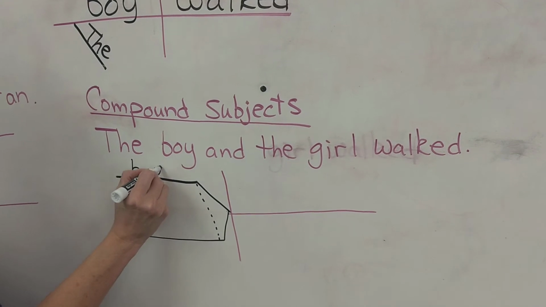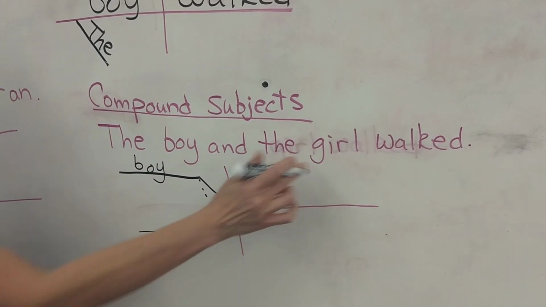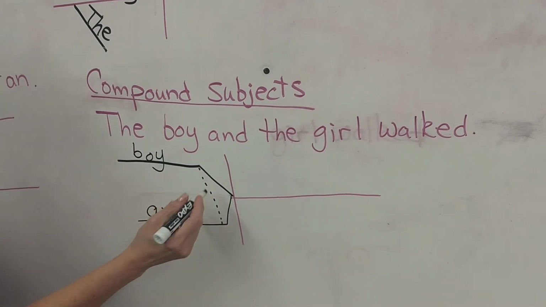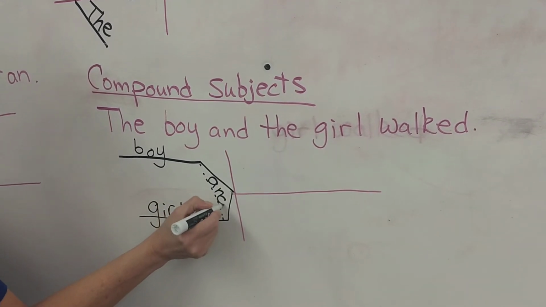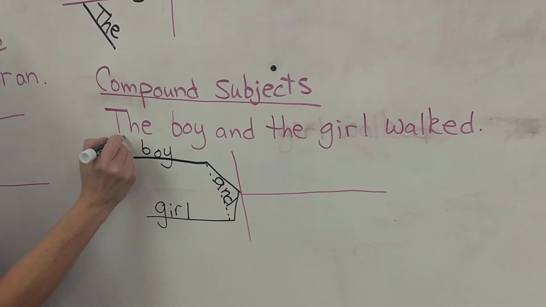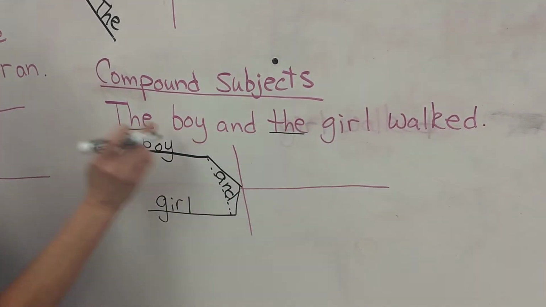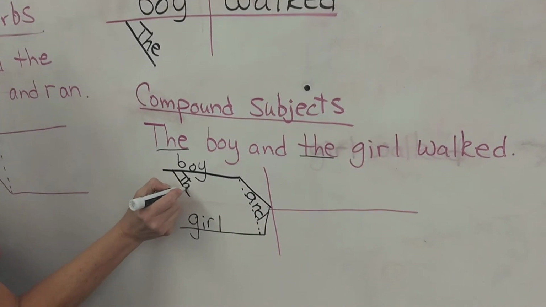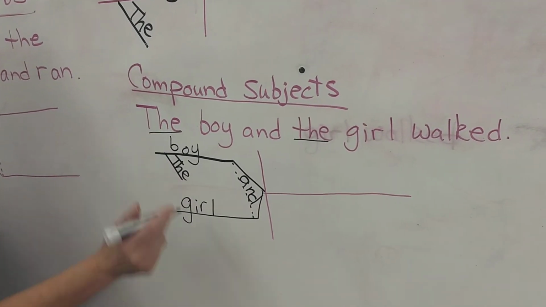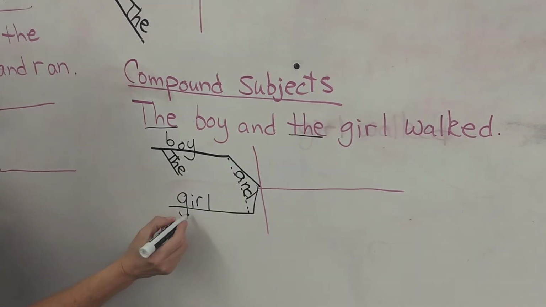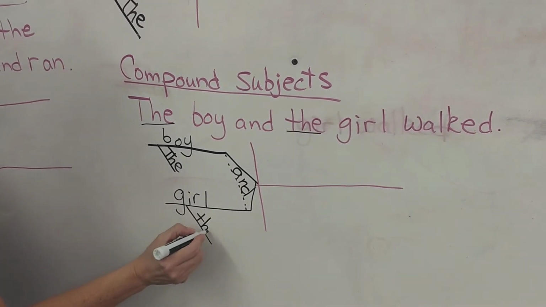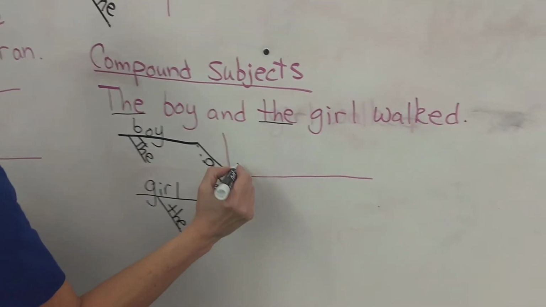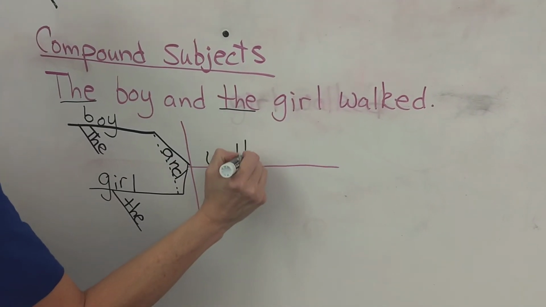The subject boy is going to go here. The other subject, girl, goes here, and it's joined by an and. So that will go here. Then I have the words the in front of each one of them, just like up above. The is going to modify boy. Notice where it goes, under the word it modifies. I also have a the for the girl, and I put that under girl. Then I have my verb walked. It's going to go in the same spot that it did before.